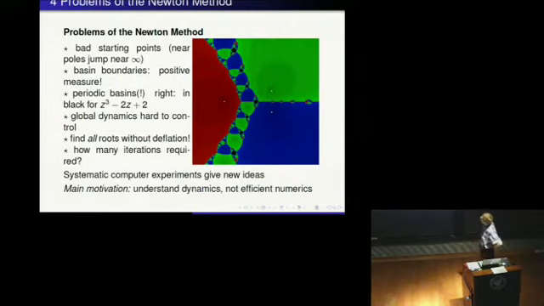Okay, but, well, as we said, life isn't so easy, or I wouldn't be giving this talk. There are some problems. For instance, you can have bad starting points: when you're near a critical point of the map, you will zoom off to infinity. And then you're far away. You might recover, but it might take a long time. Or you might lose control altogether.